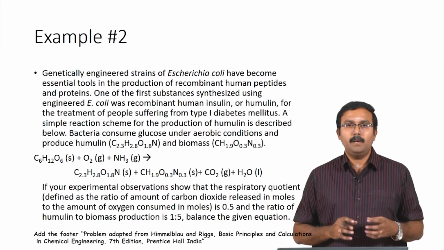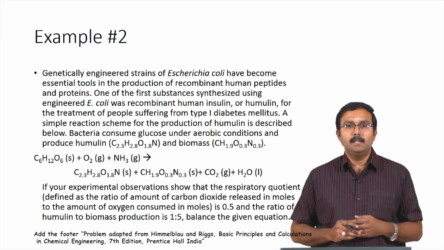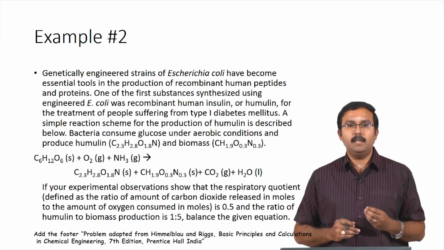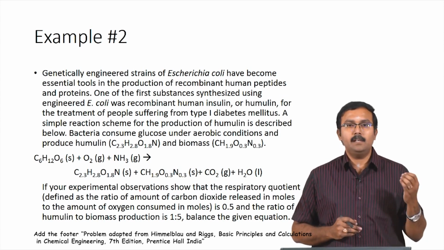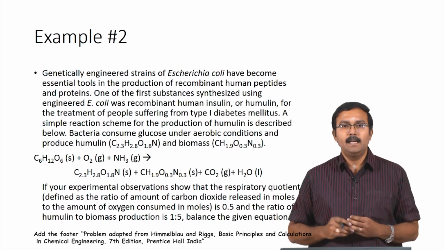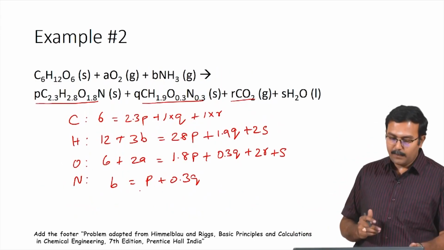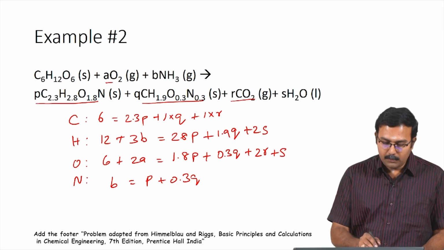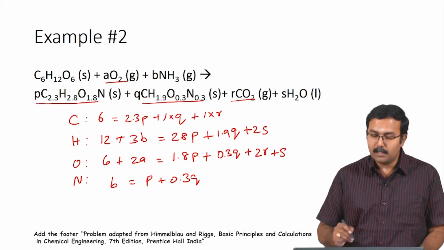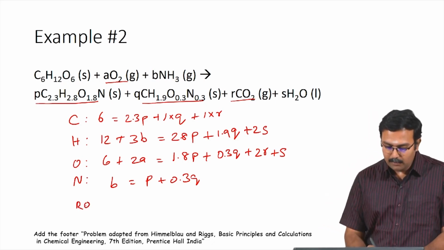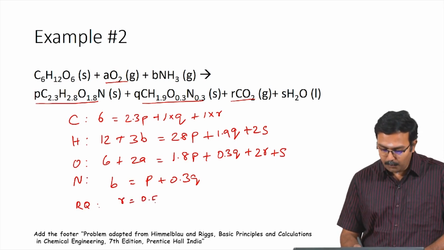In addition to these stoichiometric quantities which we got from the equation, two other information has been provided to you in the problem. The problem statement tells you that the respiratory quotient is 0.5 and it also defines what the respiratory quotient is. It is said to be the ratio of amount of carbon dioxide released in moles to the amount of oxygen which is consumed in the moles. So, based on the reaction we have, we know that the amount of oxygen which is consumed is A moles and the amount of carbon dioxide which is produced is R moles. So, based on the value given for respiratory quotient, we can write R equals 0.5 A.